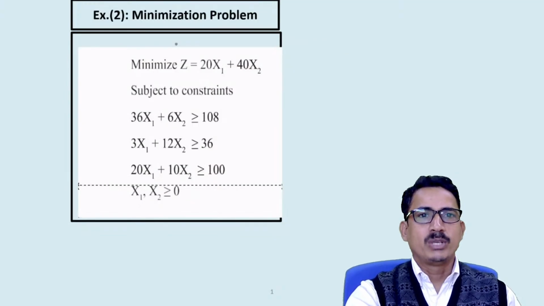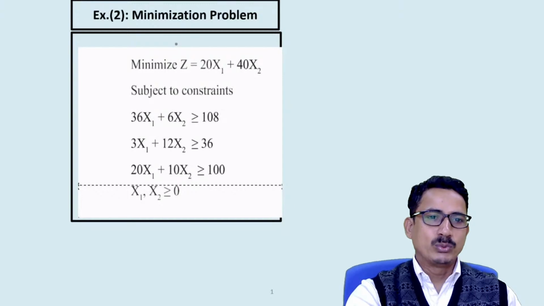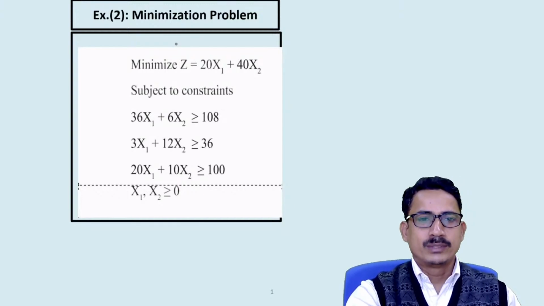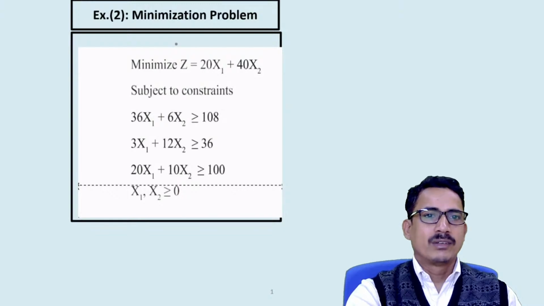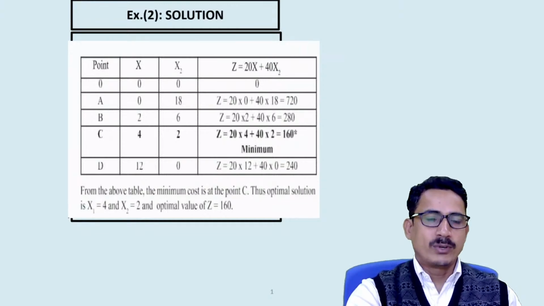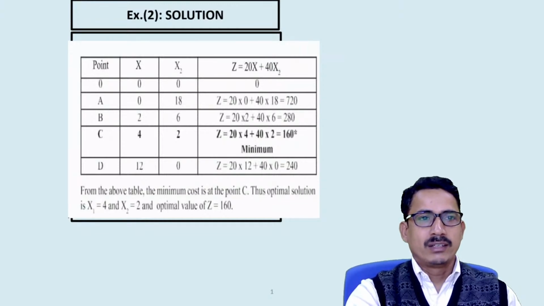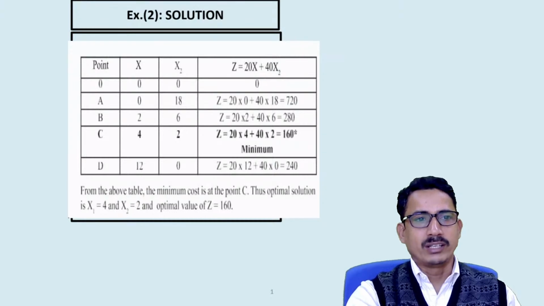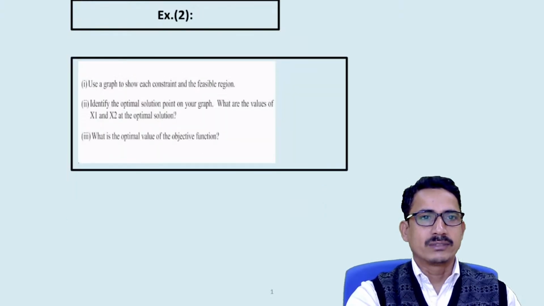Similarly, there is another question given in minimization form. You have to do it the same way, but here it is given in greater than or equal to form, so always take away from the origin. So this is a question. This way, again, you have to take the points and check. At point O, the value of Z is 0. At point A, the value is 720. At point B, the value of Z is 280. At point C, the value is 160. Now which one is minimum? C. The value of Z is minimum at point C, where x1 is 4, x2 is 2, and the optimum value of Z is 160.